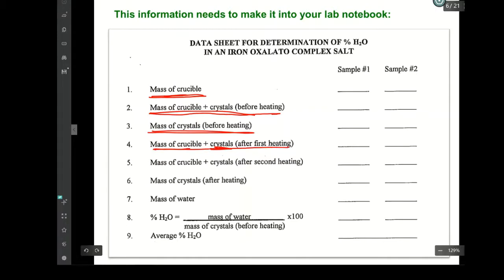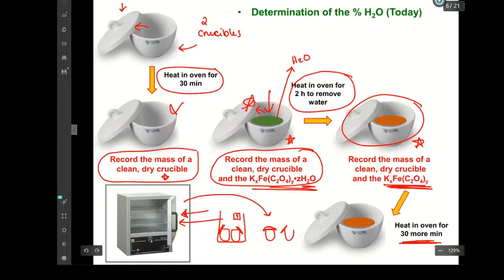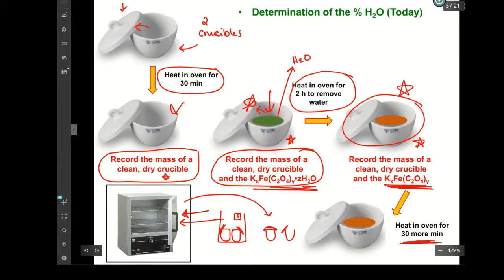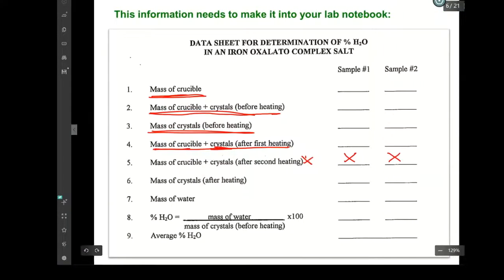And you may or may not have time to do this. If you don't, you'll just cross it out on your sheet, and then you'll be able to have the mass of your crystals after heating, because you're going to know this mass here, and you'll subtract the crucible from there, and that's going to be the mass of just the anhydrous crystals. Okay, so you'll have the mass of the anhydrous crystals, and you have the mass of the hydrate, and so the difference between that will tell you the mass of the water.